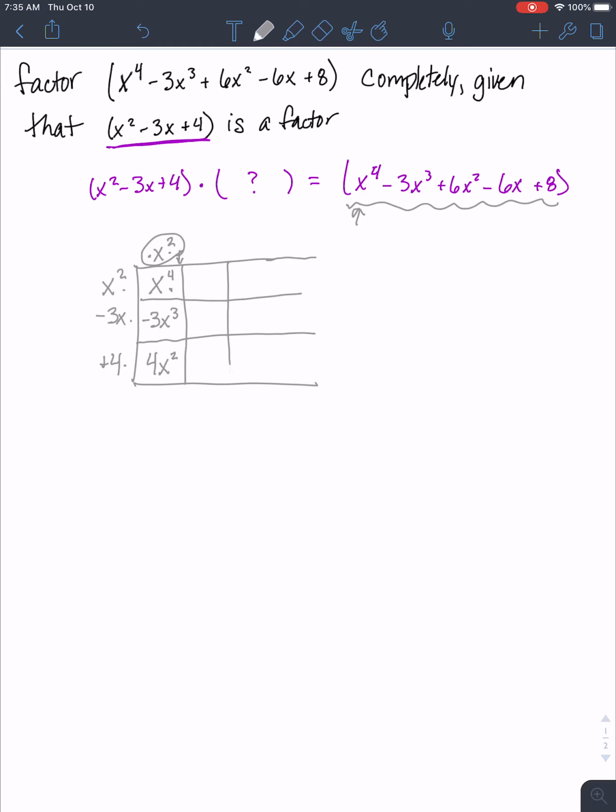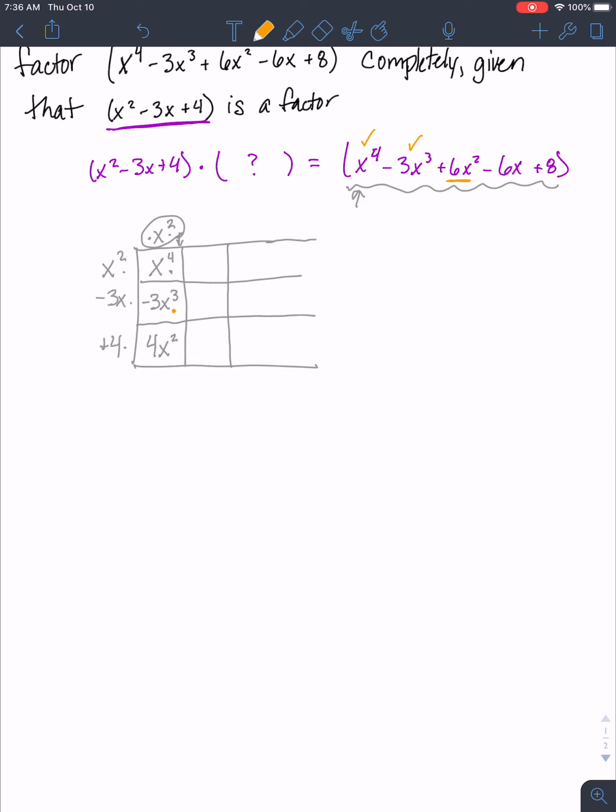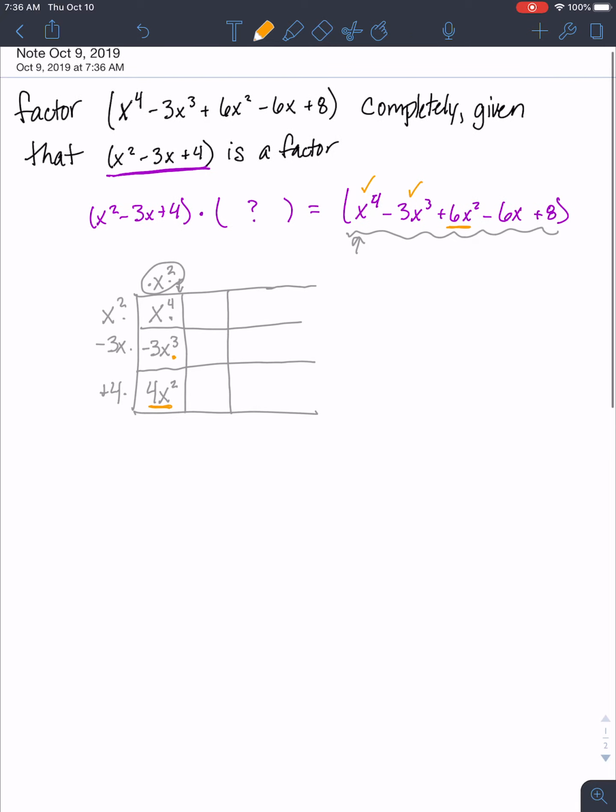Great, so now my first column is done, and now I have the x to the fourth that I need. That is checked off, and now I need to keep going. I actually already have this negative 3x to the third part done. So I'm doing really well so far with my polynomial division. The next bit that I need is 6x squared. Currently, I only have 4x squared, so I need 6x squared. I only have 4x squared, so I'm going to put 2 more x squareds in here to figure out what else I need as my other factor.